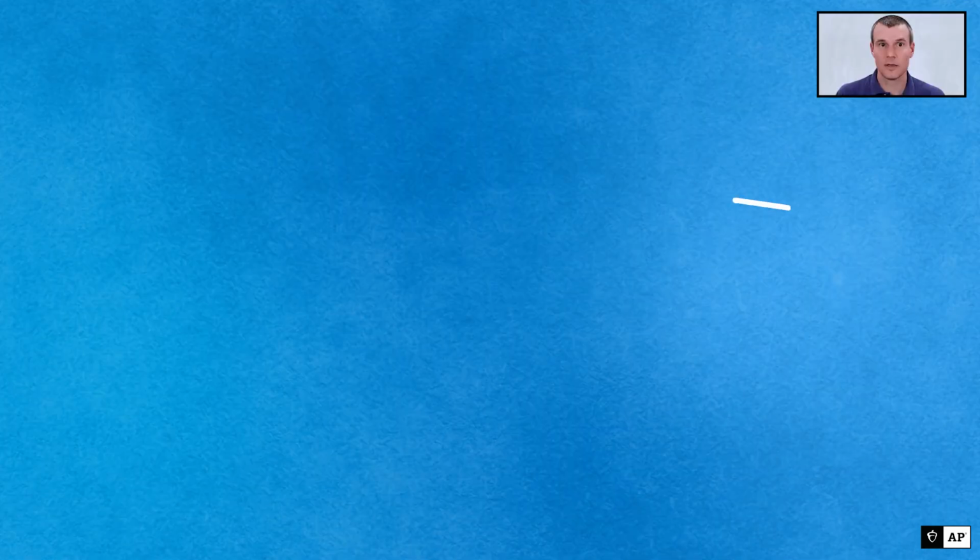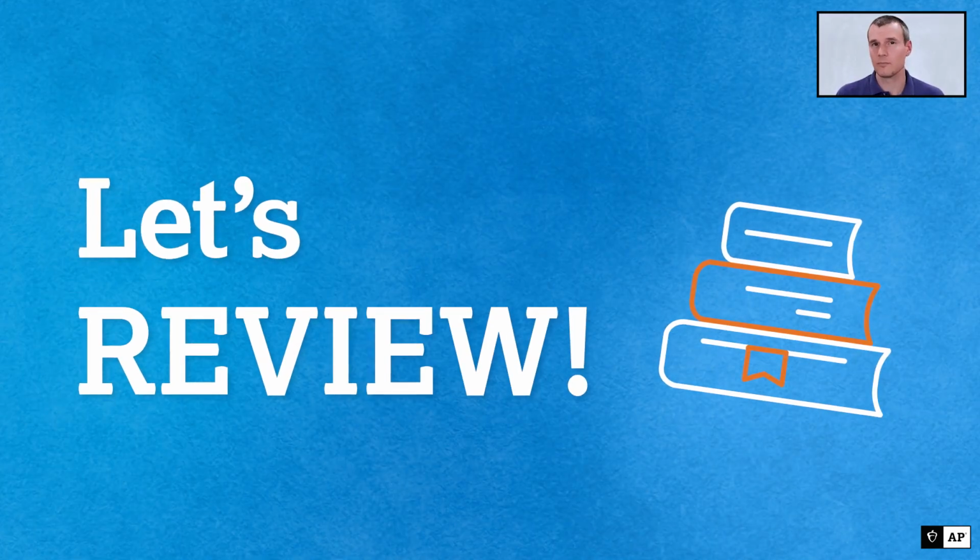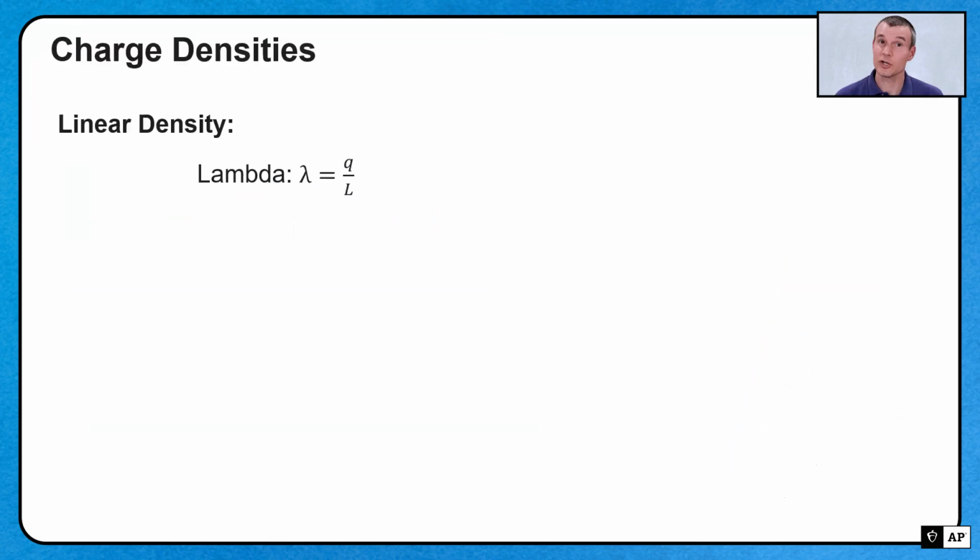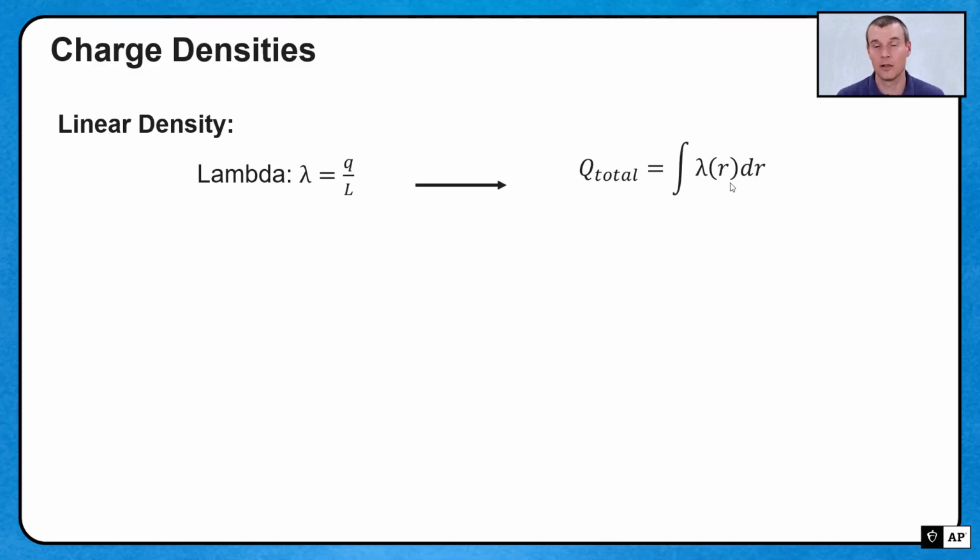Let's start by looking at a brief review of charge densities. In particular, we have 3 different ones we're going to talk about. One of them is linear charge density, which is lambda, charge over some length. And when we take the integral, it's going to be of the integral that we give you, but integrated by dr, or some dl length term.